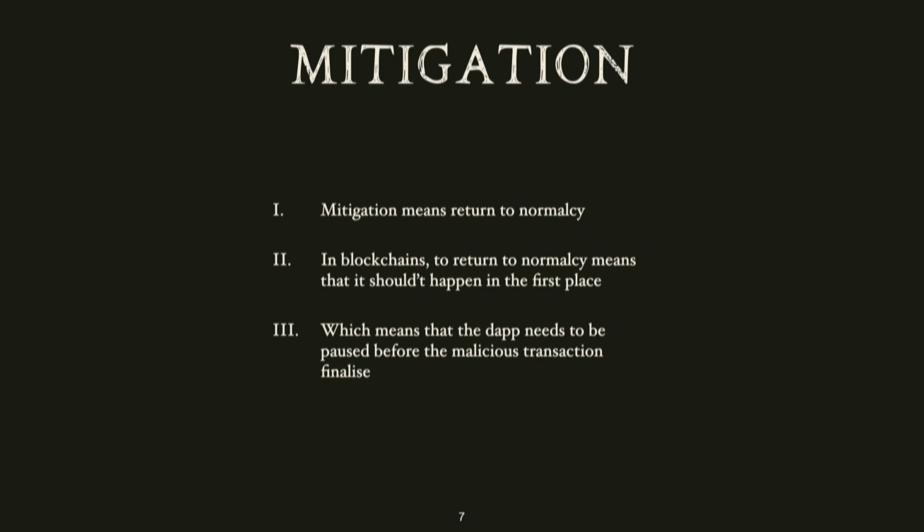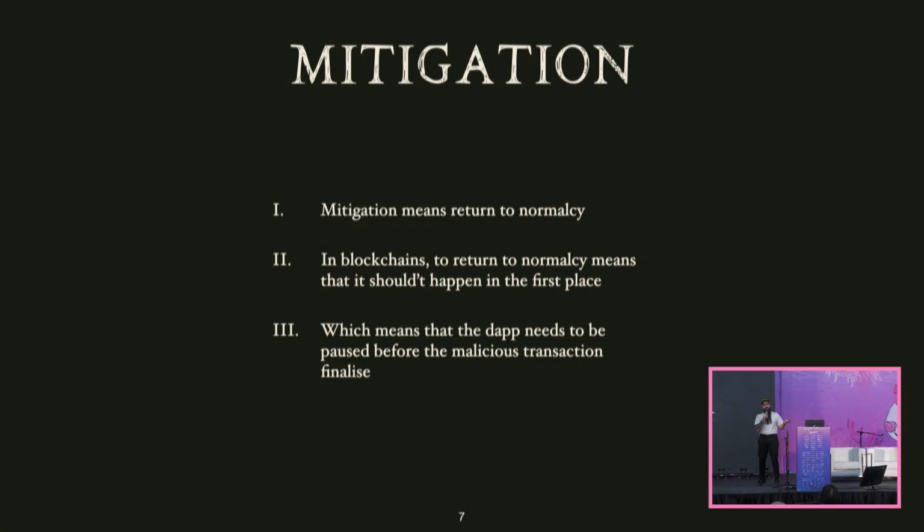And mitigation means return to normalcy. In Web 2, in DevOps, we define as mitigation the return to normalcy. We want to restore the issue before the user sees that it's happening. And in blockchains, in order to return to normalcy, we have to not allow it to happen in the first place. Because in blockchains, as we know, once something happens, it's immutable. So, to be more specific, a DApp needs to be paused before the hack takes place. We need to prevent the hack from happening in the first place.